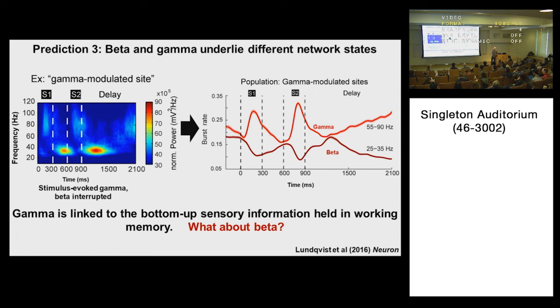So, I mentioned that gamma is linked to the bottom-up sensory information held in working memory. What does beta do?